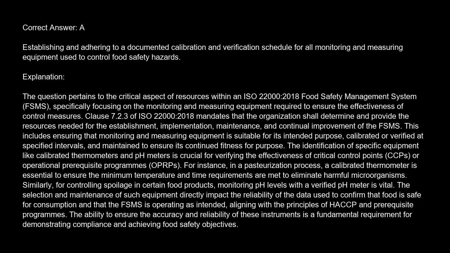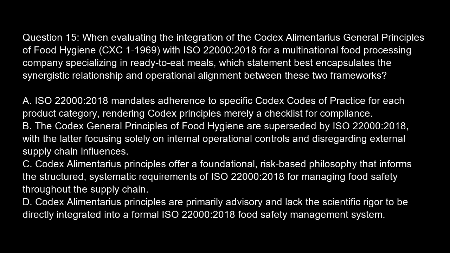The ability to ensure the accuracy and reliability of these instruments is a fundamental requirement for demonstrating compliance and achieving food safety objectives. Question 15. When evaluating the integration of the Codex Alimentarius General Principles of Food Hygiene, CXC 1-1969, with ISO 22000-2018 for a multinational food processing company specializing in ready-to-eat meals, which statement best encapsulates the synergistic relationship and operational alignment between these two frameworks?